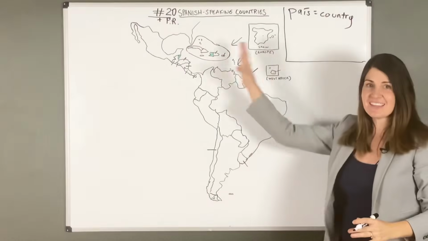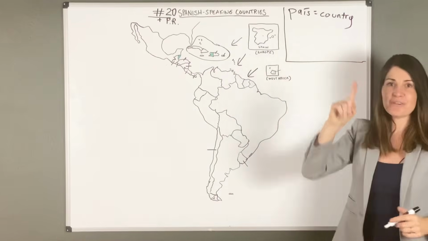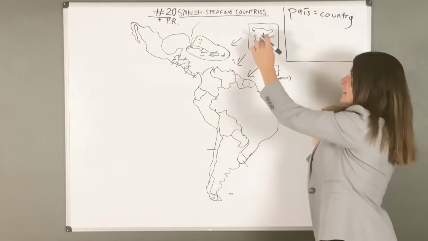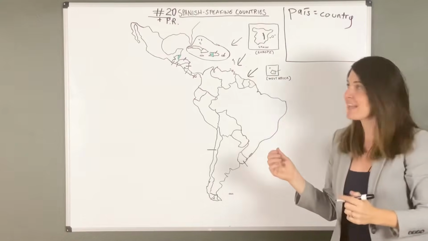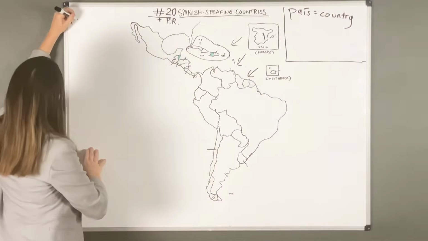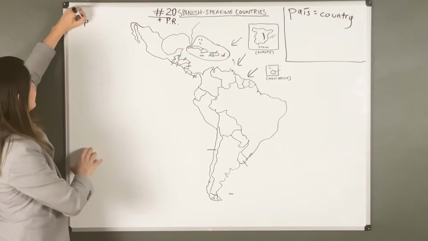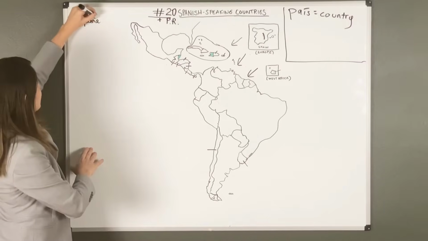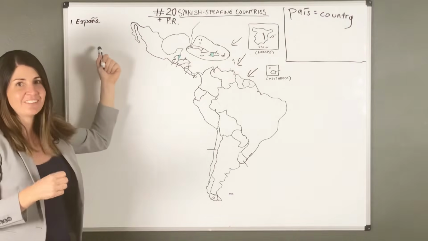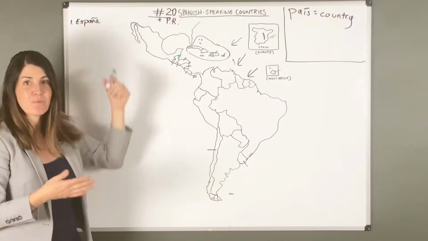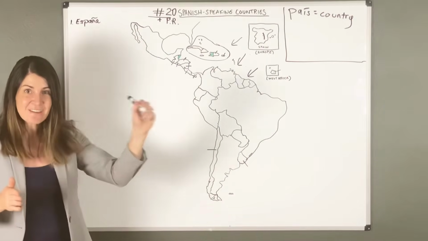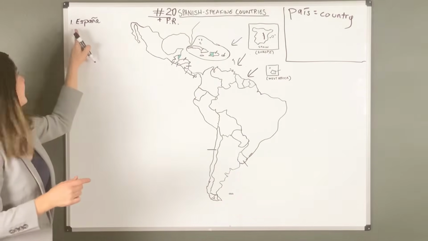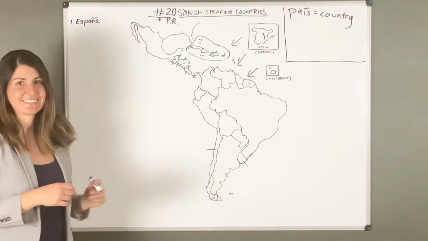Estos son países. Número uno, España. Castellano, el castellano de España. Por favor, escribe uno, España.